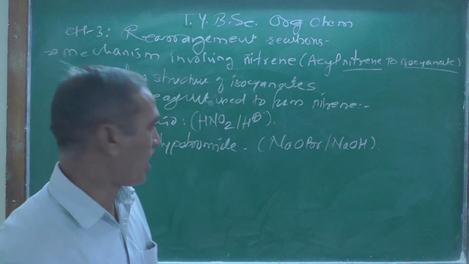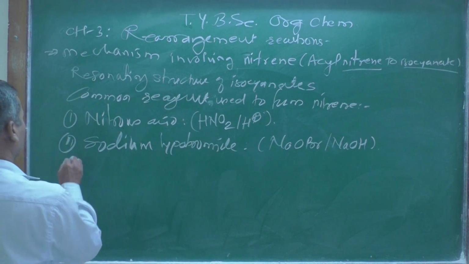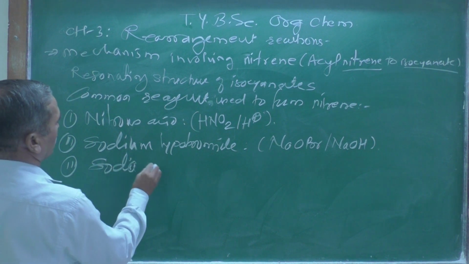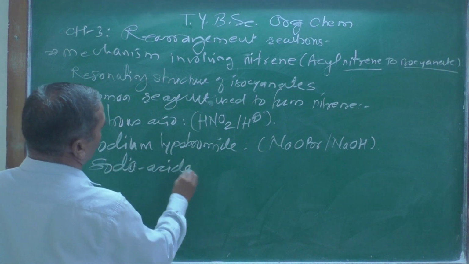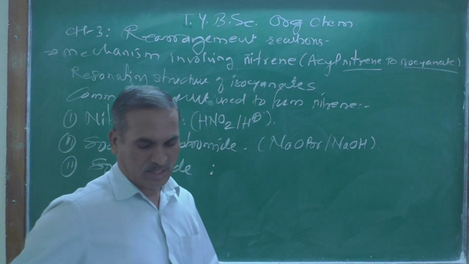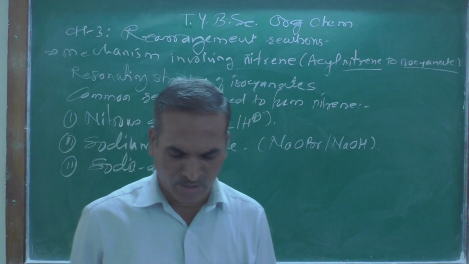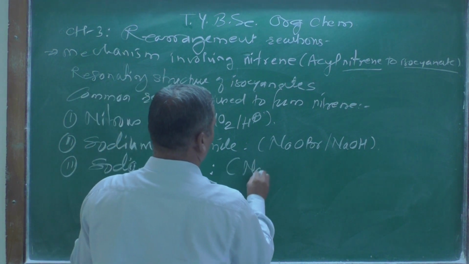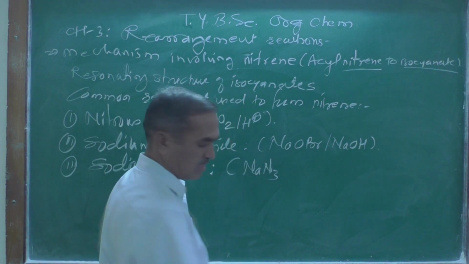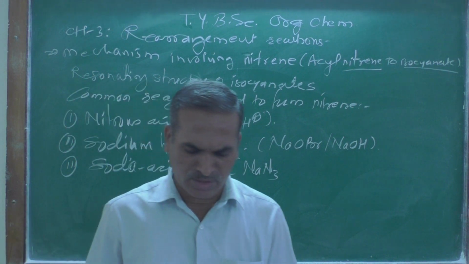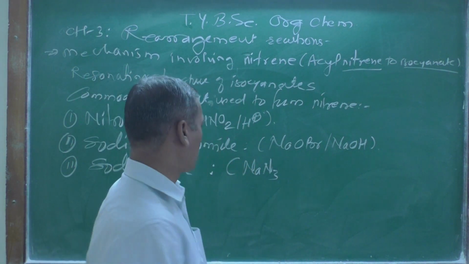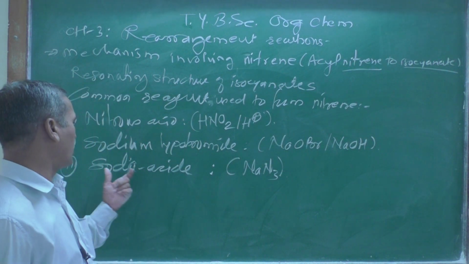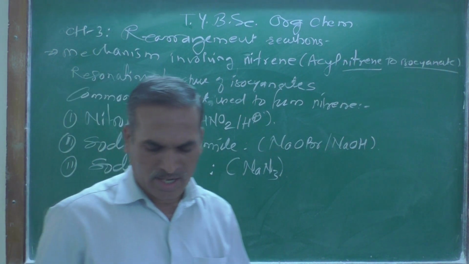Then soda azide. Now the third one is soda azide. As we know, soda azide has the molecular formula, or what we can call sodium azide, NaN3. There is no other presence at all. This is the formula for sodium azide, or you can call it soda azide.